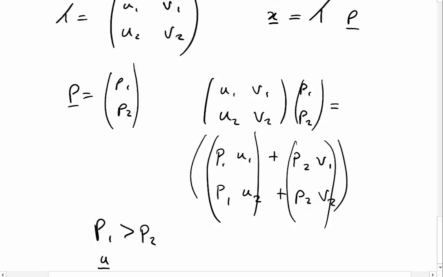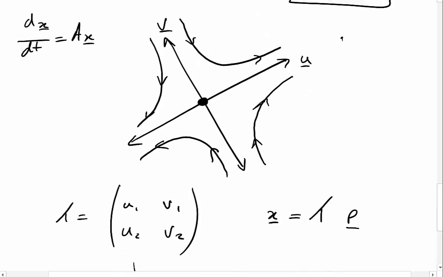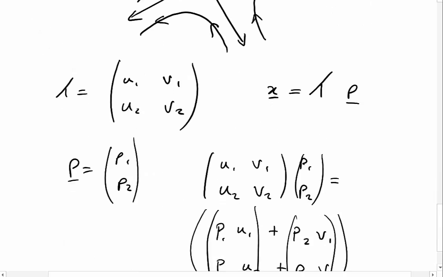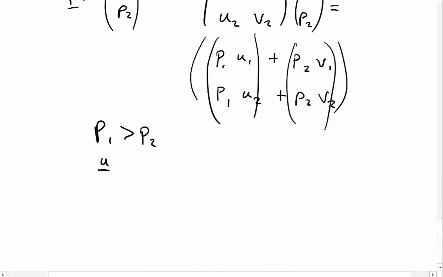I'm making my solution tend towards u, which is exactly what's happening up here, because I'm making p1 bigger. Essentially, I'm just getting rid of the p2 contribution because I've made p1 bigger than p2. So I've made u the dominant vector. But if I make p2 bigger than p1, I'm making v the dominant vector.